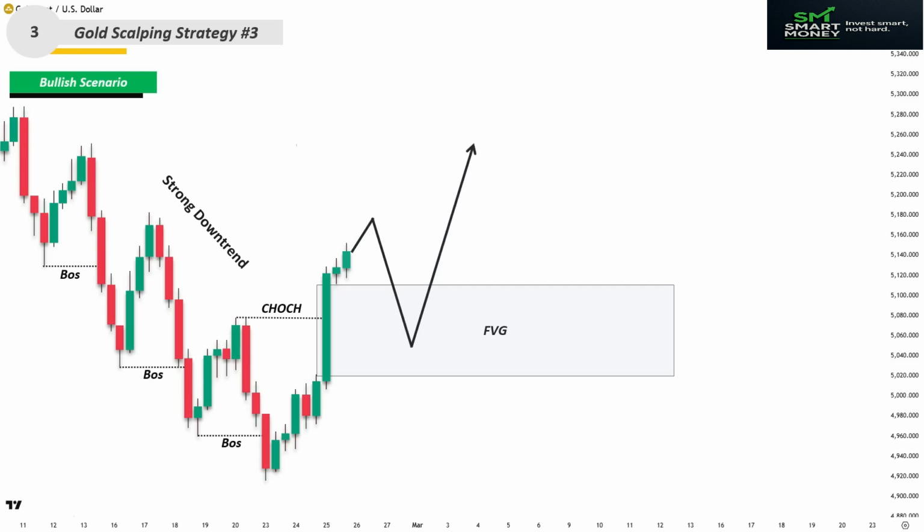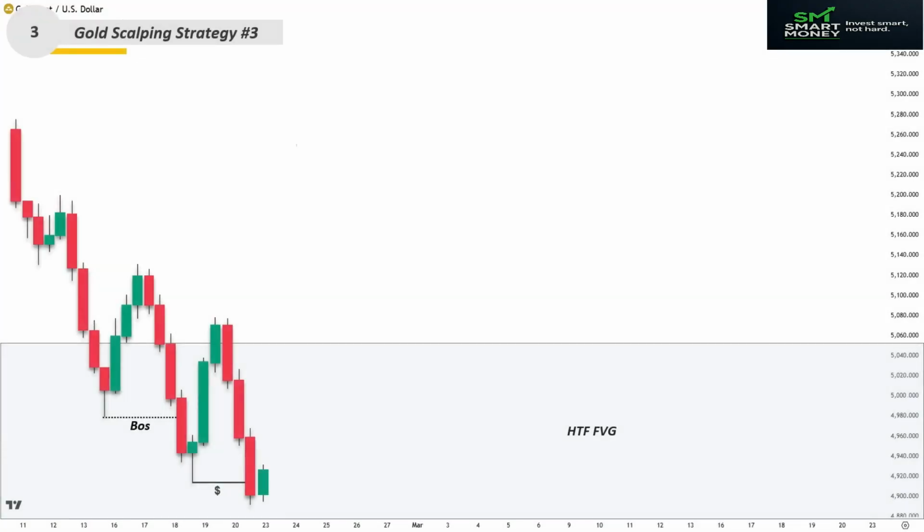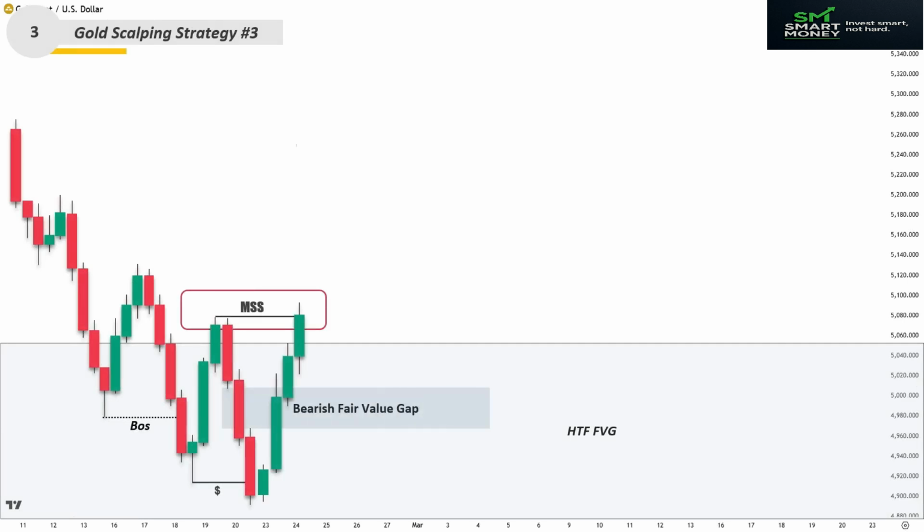So after identifying the higher time frame CHoCH and its fair value gap, the next step is to zoom into the lower time frame and wait for the price to return to that higher time frame fair value gap. Once price enters the zone, closely monitor the price action inside the gap and look for any sign of rejection. This confirms that price is respecting the higher time frame imbalance, and it serves as your first layer of confirmation.